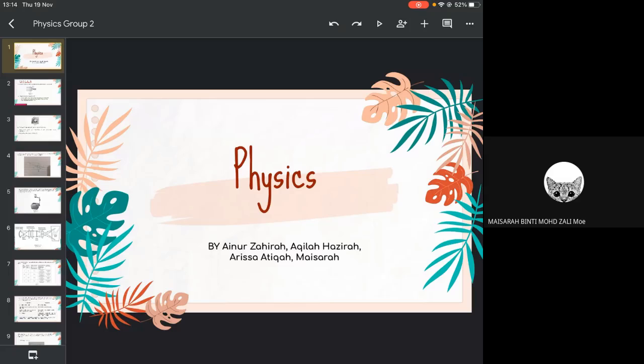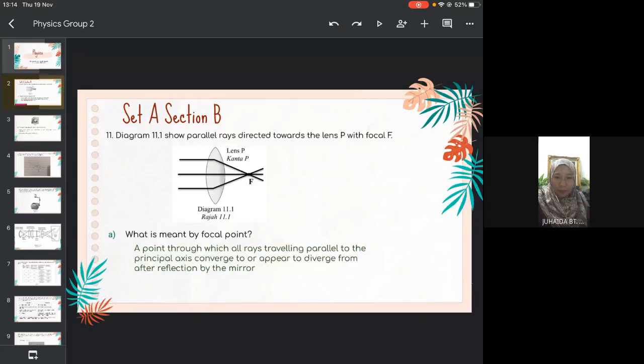Question 11. Diagram 11.1 shows parallel rays directed towards the lens C with focal point F. A, what is meant by focal point? A point through which all rays travelling parallel to the principal axis converge to or appear to diverge from after reflection by the mirror. Wah, agak-agak boleh hafal tak jawapan tu?